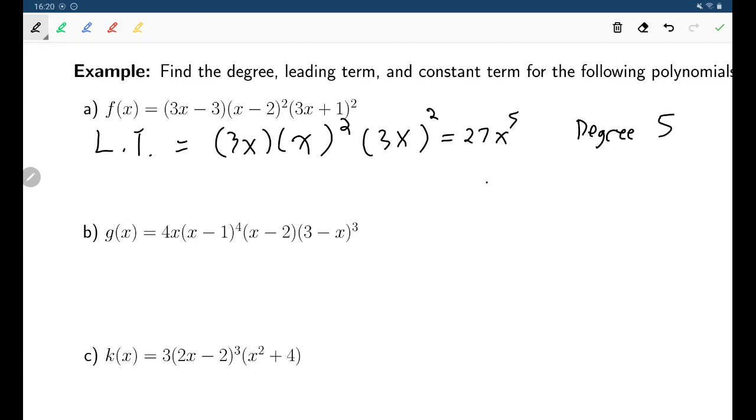That also tells us that if we were graphing f of x, it would have the same end behavior as x to the 5, 27x to the 5 rather, going up on the one side and going down on the other.